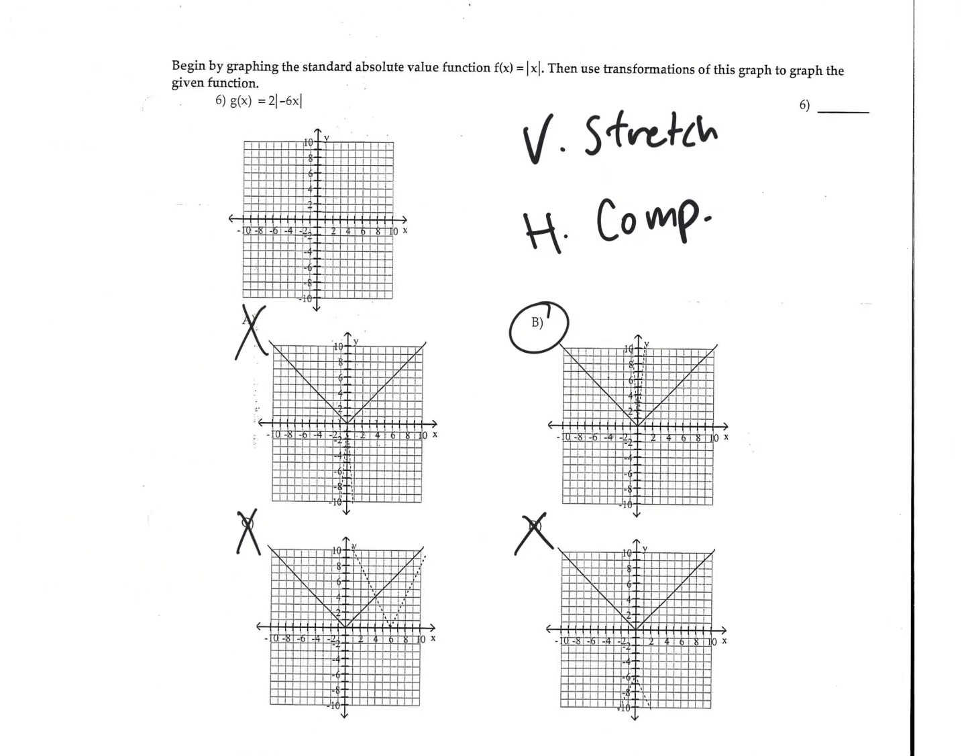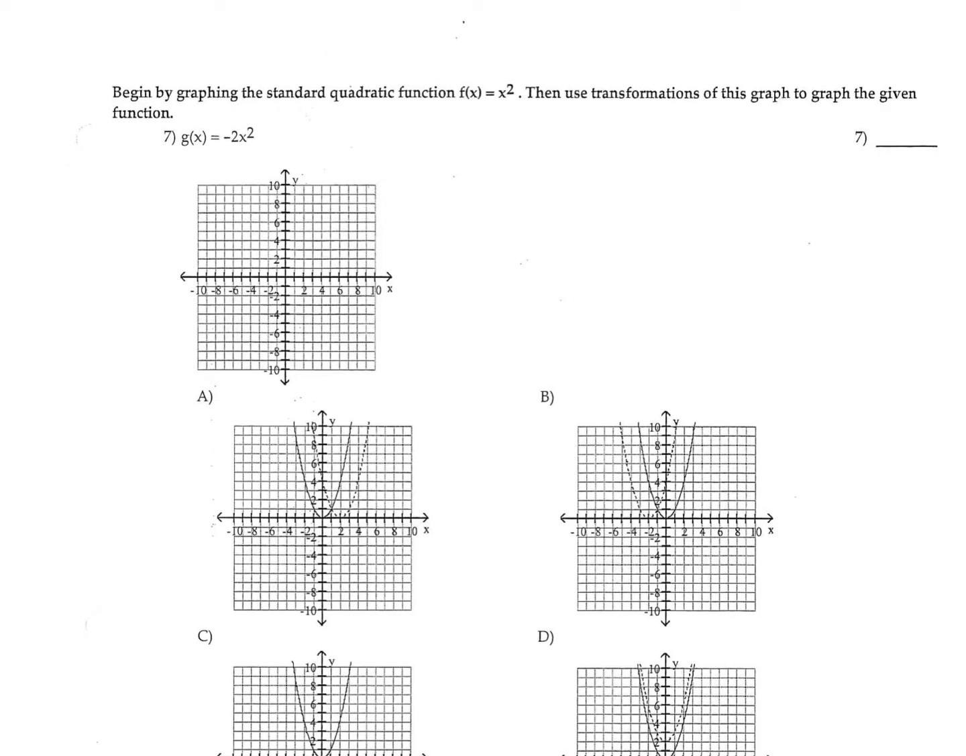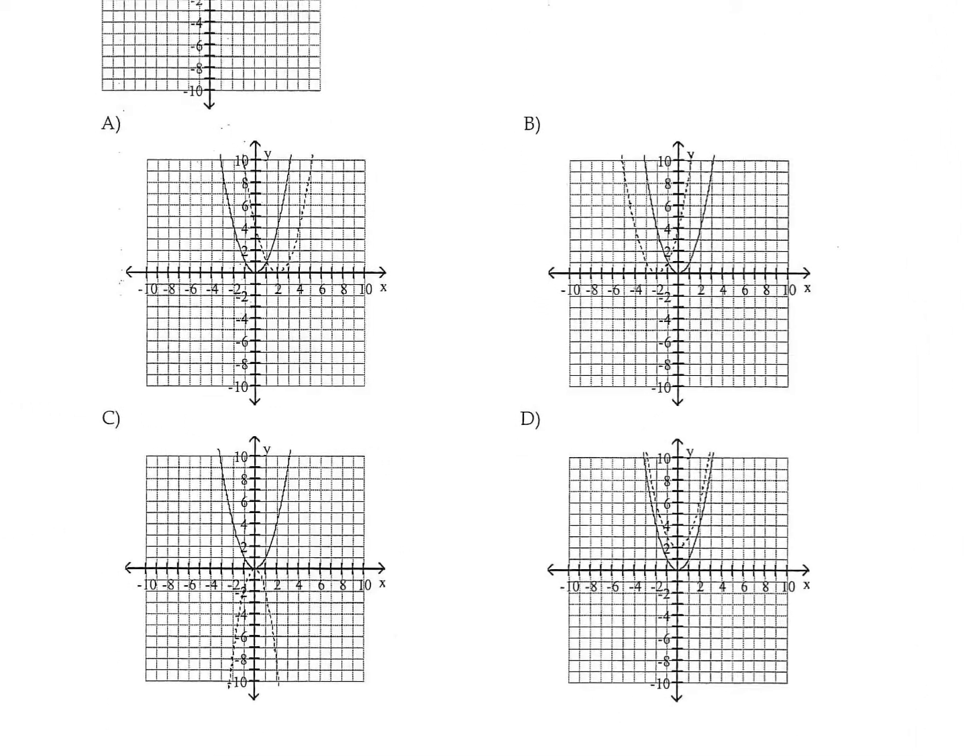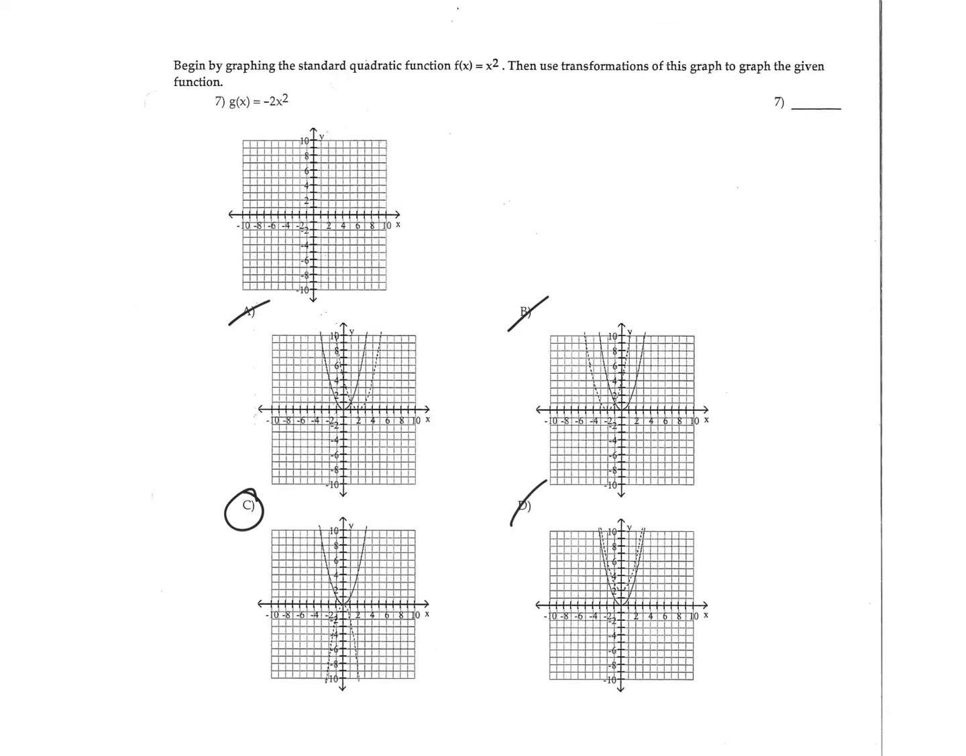So there, even not knowing a ton about transformations, we could eliminate answers that don't make sense. That's a big key to these multiple choice questions. On number 7 here, we're going to have a quadratic function stretched and reflected vertically. So we can see that option A wouldn't work. It hasn't been reflected vertically. B hasn't been reflected vertically. And D hasn't been reflected vertically. Therefore, C must be our answer. That negative sign out in front of the 2 tells us that our graph should open downwards.